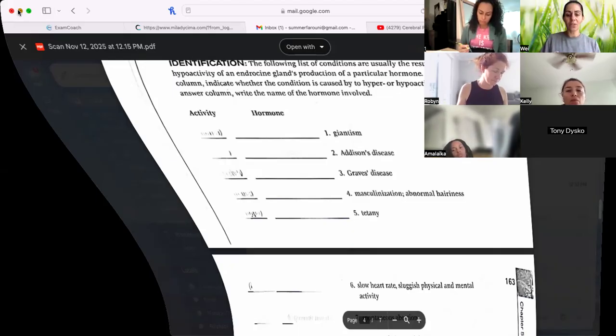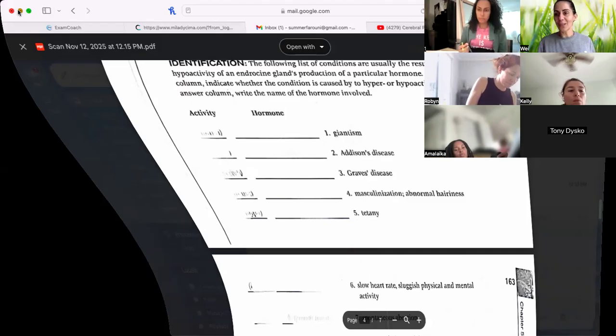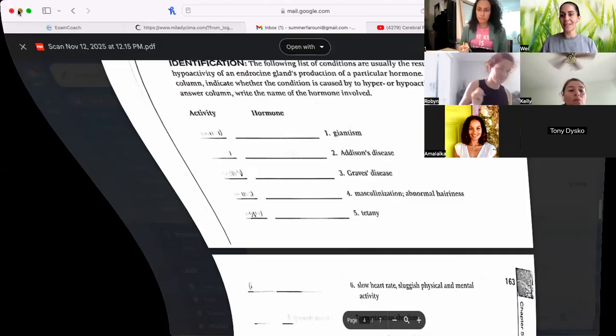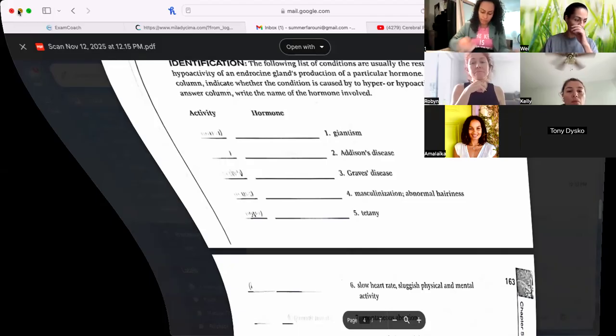Do you guys want to see a picture, or are you good? Or you can look it up on your phone. Just put giantism and you will see the structure of the face, which looks a little bit scary.